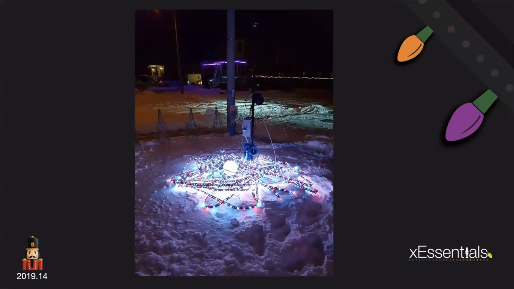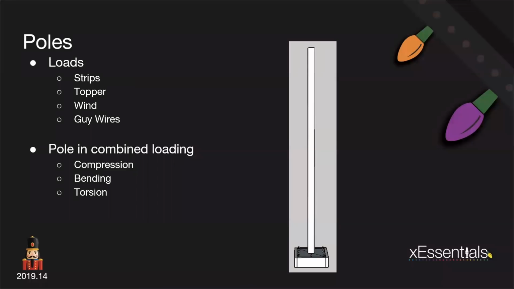So again, another one here, looks great, looks pretty on the ground. That's not what they were intending, but the topper failed, came down, made a pile of lights down at the bottom. So now we'll get into the poles. The poles are probably the next biggest location of failure. And it's also just following the load path to the ground.